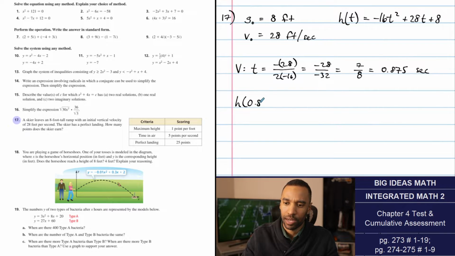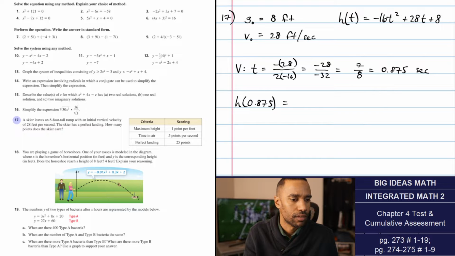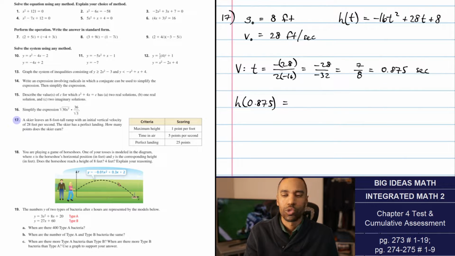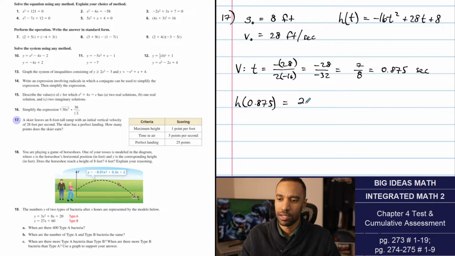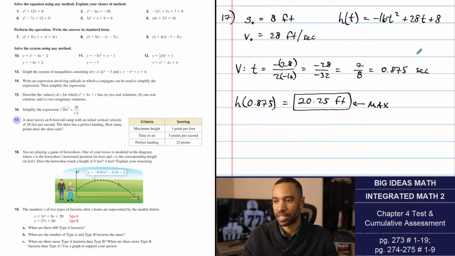Now, h of 0.875 is the part that I'm going to use the calculator for. Let me compute this: negative 16 times 0.875 squared plus 28 times 0.875 plus 8. That's 20.25 feet. So here's how many feet the skier reaches at a maximum. It's less than a second into the jump.